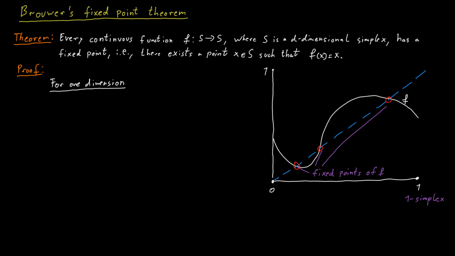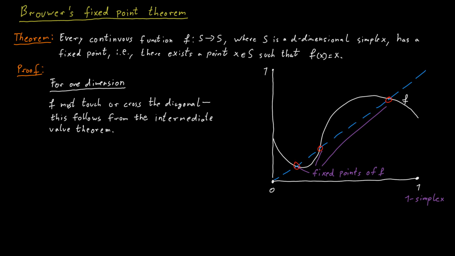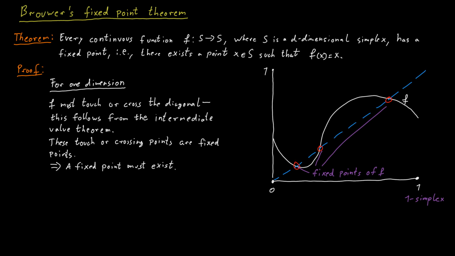And now we can already see why these fixed points must exist. Because if I have a continuous function, so I have this line that I draw here, then it must touch or cross this diagonal. Formally, this follows from the intermediate value theorem, but I think even intuitively this is quite clear. And now all of these touch or crossing points are fixed points of the function. And so a fixed point must exist.